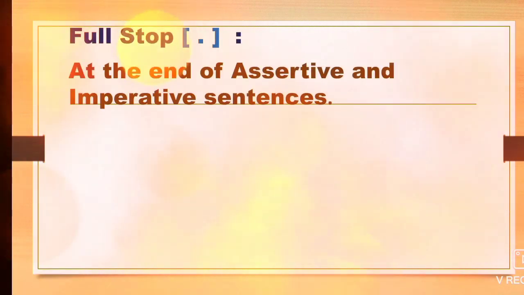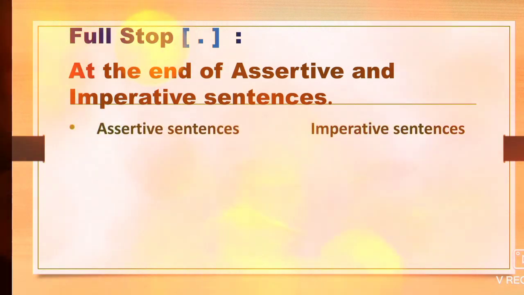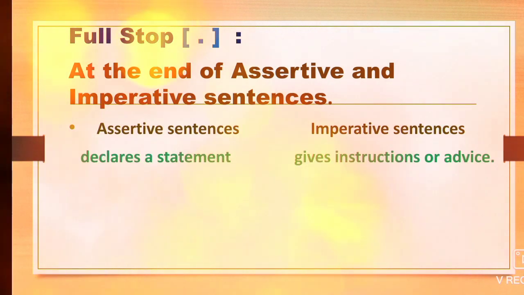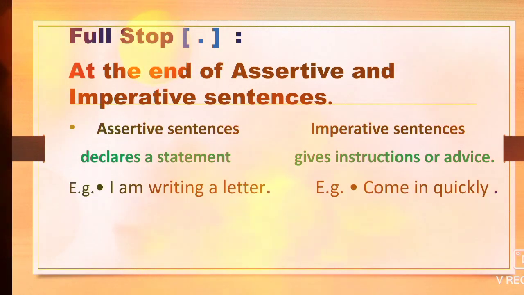Full stop. What is the full stop and when do you use this punctuation mark? At the end of assertive and imperative sentences. What is meant by assertive sentence and imperative sentence? An assertive sentence declares a statement and an imperative sentence gives instructions or advice. For example, I am writing a letter. This sentence is a simple sentence, it's only a statement, so it's an assertive sentence.